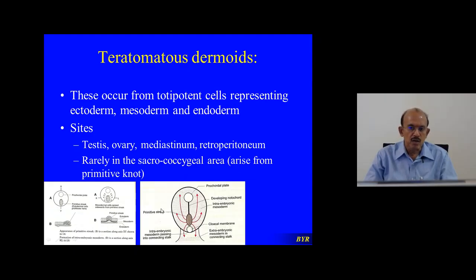Of course, this is the sacrococcygeal area. So first there will be a heap of the embryonal cells here. These embryonal cells later spread to various parts of the fetal disc. So this initial part is called the primitive knot. The primitive knot area may have certain embryonal cells left behind even after birth. So from there, the teratomatous dermoids can occur.